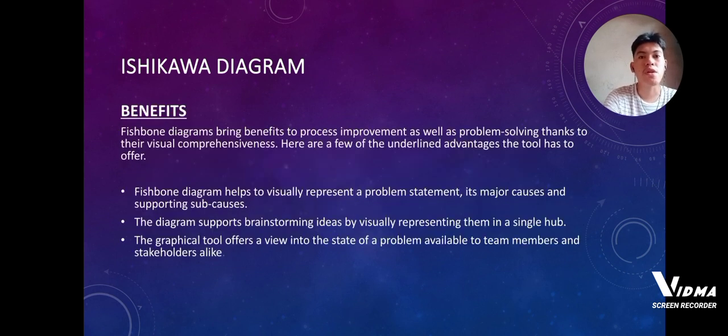The benefits of the Ishikawa diagram. Fishbone diagrams bring benefits to process improvement as well as problem solving, thanks to their visual comprehensiveness. Here are a few of the underlying advantages the tool has to offer. The fishbone diagram helps to visually represent a problem statement, its major causes, and supporting sub-causes. The diagram supports brainstorming ideas by visually representing them in a single hub. The graphical tool offers a view into the state of a problem available to team members and stakeholders alike.